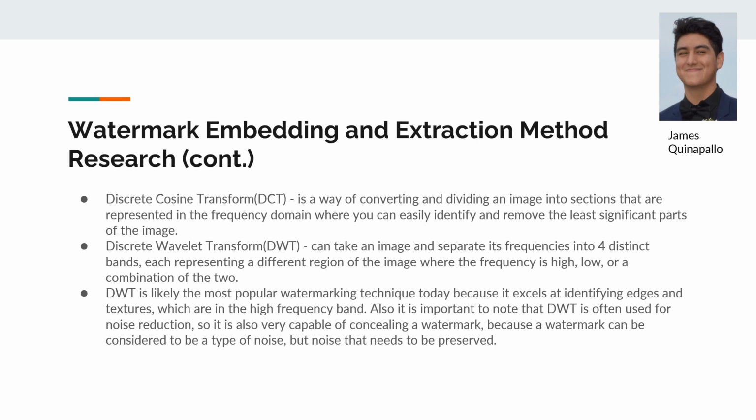Discrete wavelet transform can take an image and separate its frequencies into 4 distinct bands, each representing a different region of the image where the frequency is high, low, or a combination of the two. DWT is likely the most popular watermarking technique today because it excels at identifying edges and textures, which are in the high frequency band. Also, it is important to note that DWT is often used for noise reduction, so it is also very capable of concealing a watermark, because a watermark can be considered to be a type of noise, but noise that needs to be preserved.